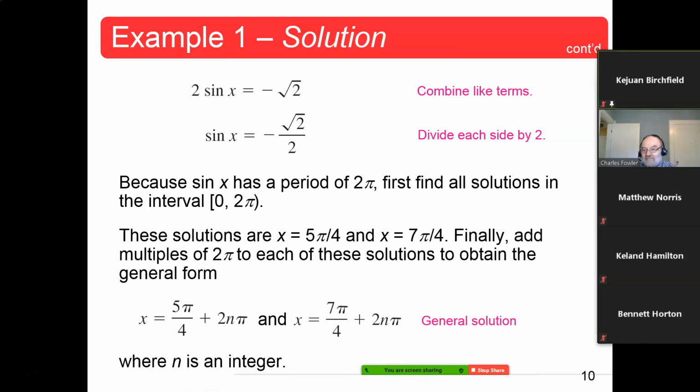The two angles, like I said, were at 5pi/4 and 7pi/4. Finally, add the multiples of 2n pi to each of the solutions to obtain the general form: x equals 5pi/4 plus 2n pi, x equals 7pi/4 plus 2n pi, where n is any integer, positive or negative.